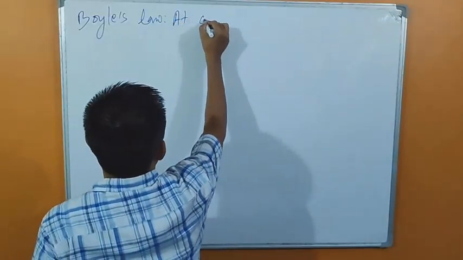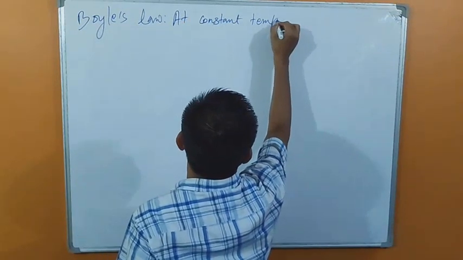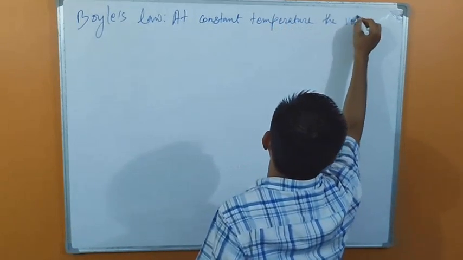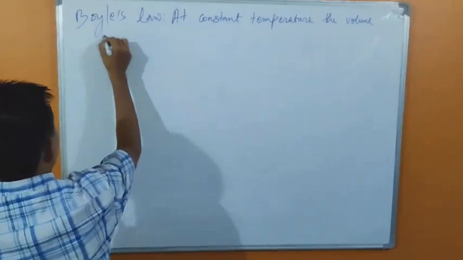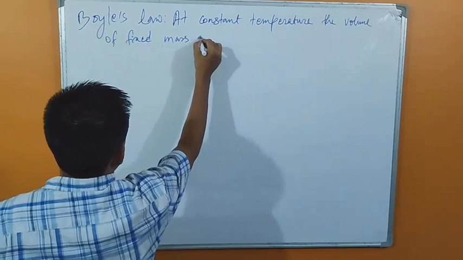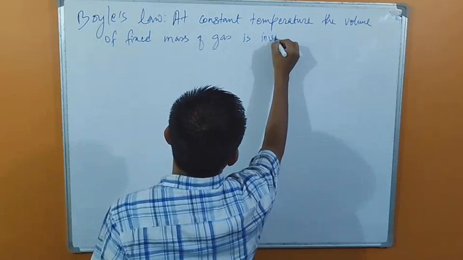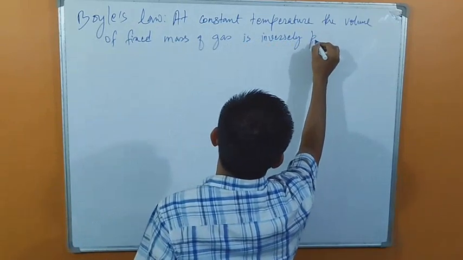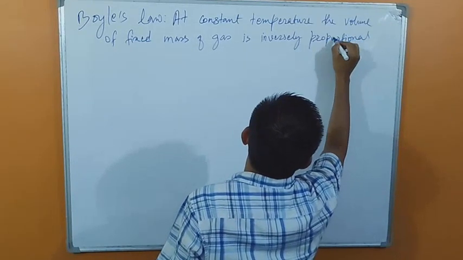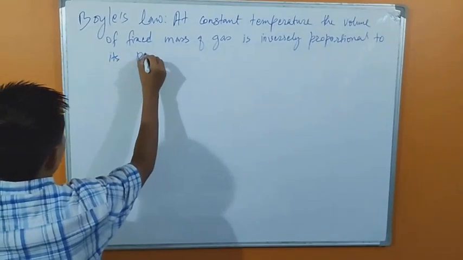At constant temperature, the volume of fixed mass of gas is inversely proportional to its pressure.